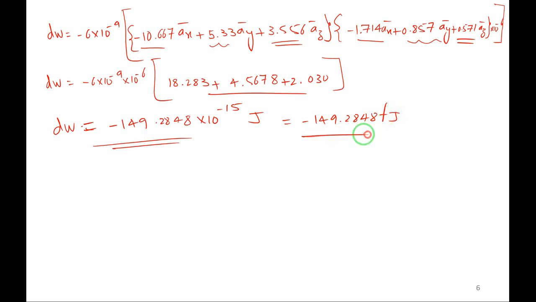For part B, no need to calculate because the unit vector aL is exactly opposite. So dW, I am getting it as plus. Instead of negative, you will get positive 149.2848 femtojoules.